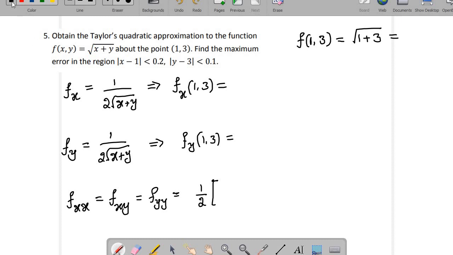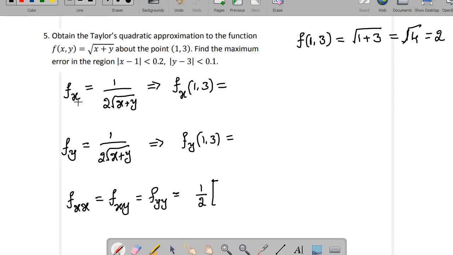So here the question is to find Taylor's quadratic approximation. So for that you need to find the first order derivatives and second order partial derivatives. I hope you can see that the function is square root of x plus y, and first I need to find the value at (1, 3), which is root 4, and which is nothing but 2.